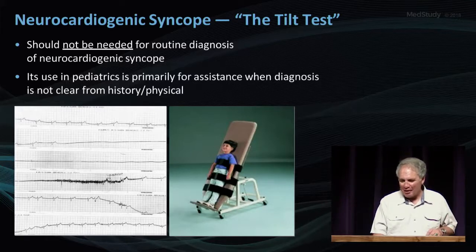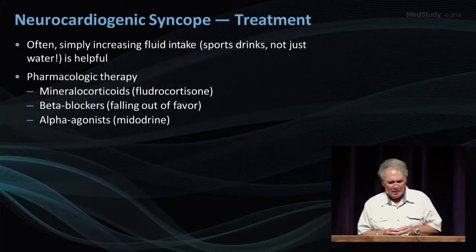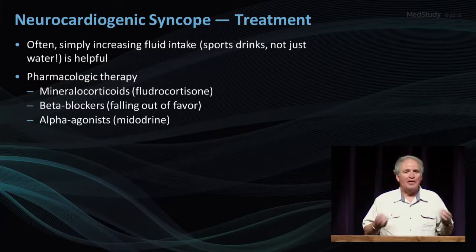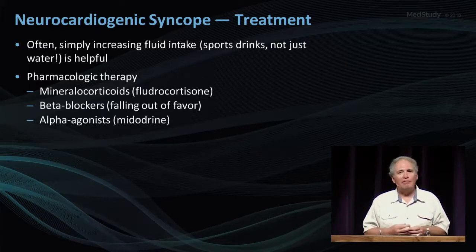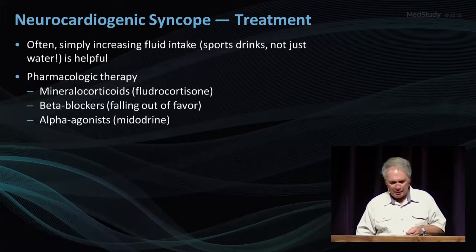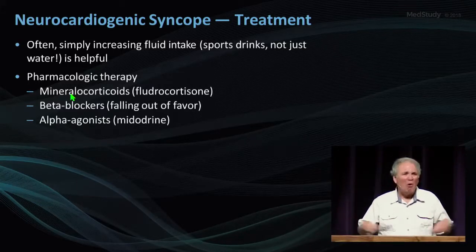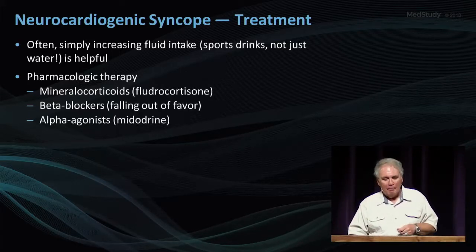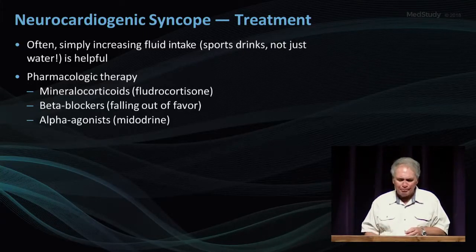Very dramatic and a lot of fun, but it shouldn't be necessary for the routine diagnosis of vasovagal syncope. How do you treat this? Often, simply increasing fluid intake, something with some electrolytes in it, is sufficient. Volume repletion is helpful in avoiding recurrent attacks of vasovagal syncope. Pharmacologic therapy, if necessary: mineralocorticoids to make you hold on to salt and water, such as fludrocortisone, can be helpful. Beta blockers used to be given, but they're really falling out of favor. They're really not recommended anymore.